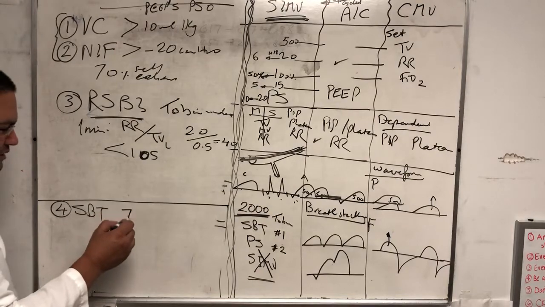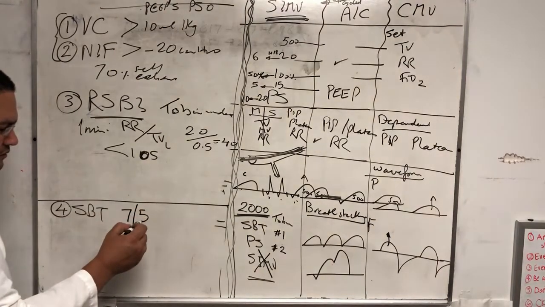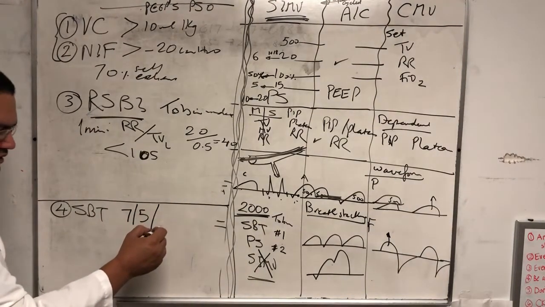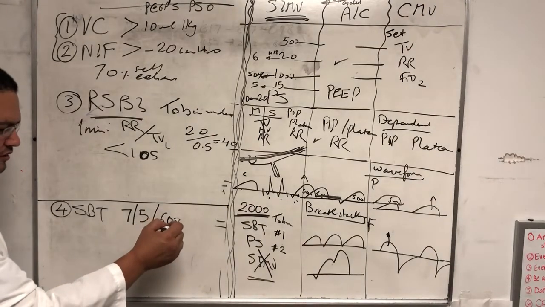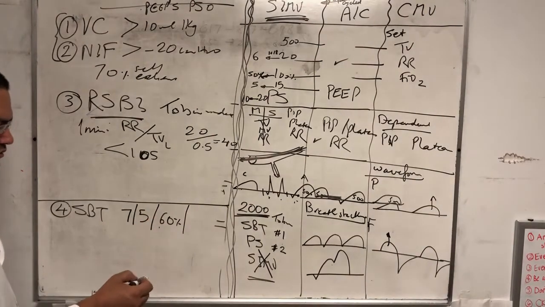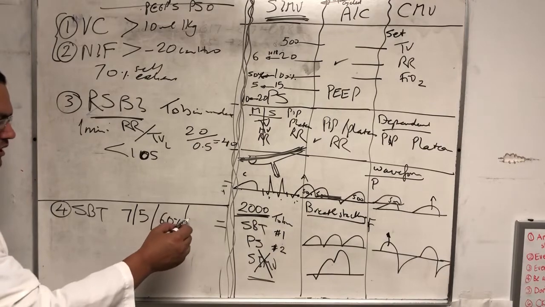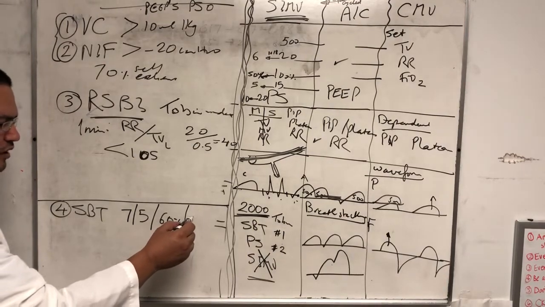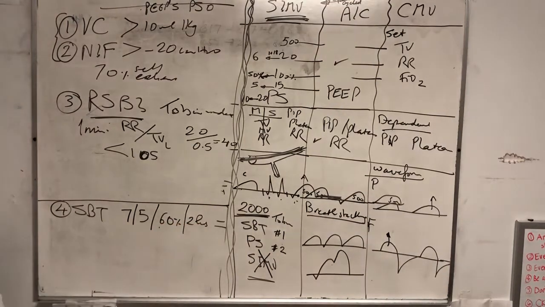And the SBT is like this: 7/5. He put 40% in his study. I'm putting 60%. I'll tell you that reason when you get a little bit older. And then for 2 hours. Okay.